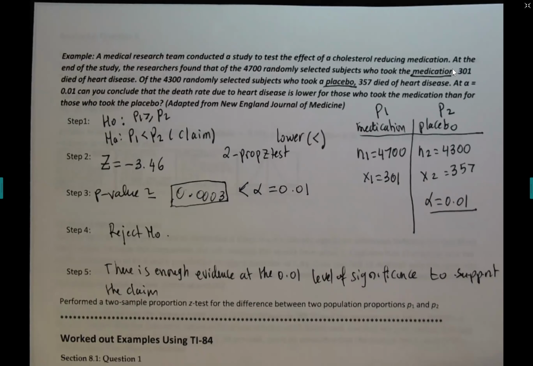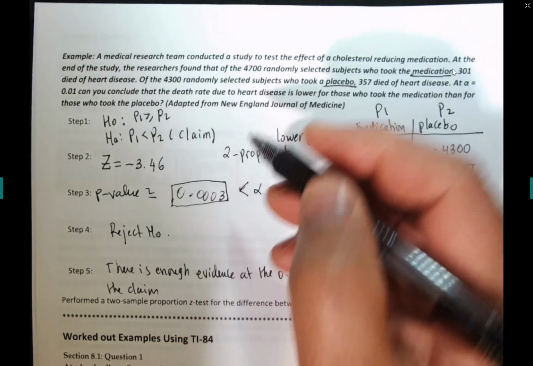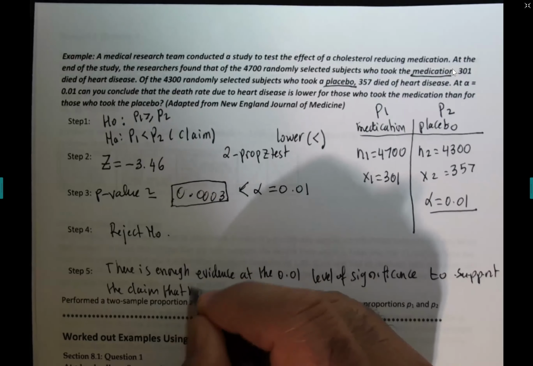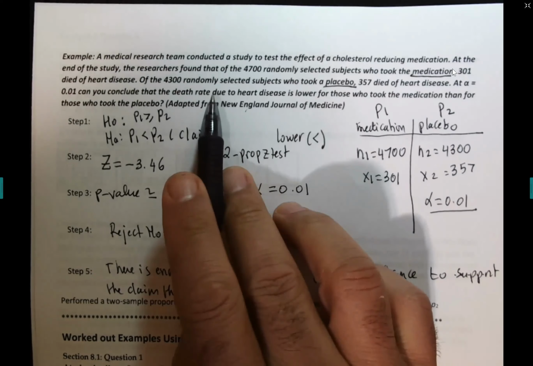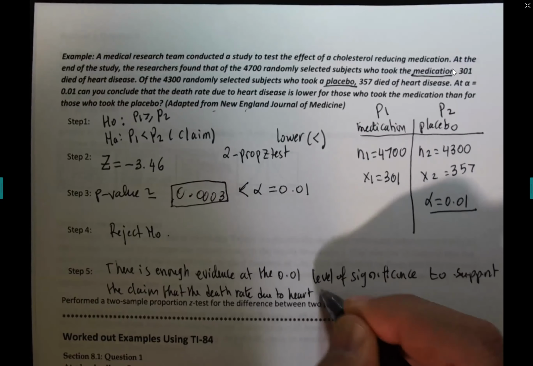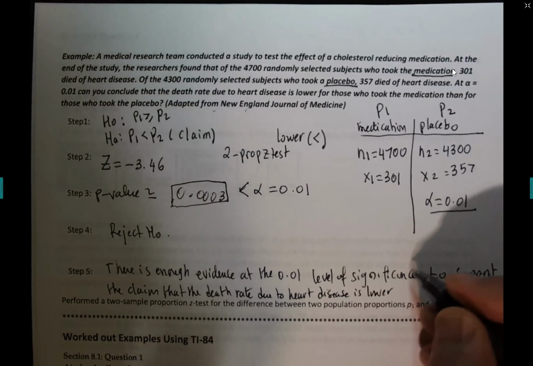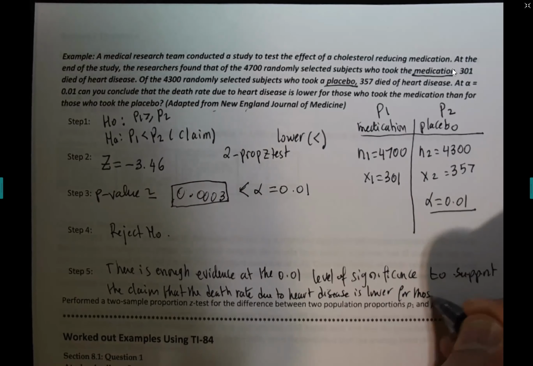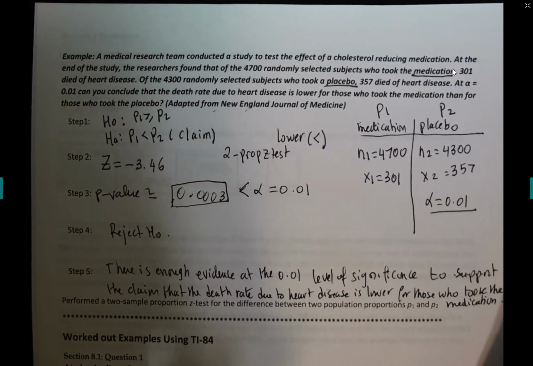There is enough evidence at the 0.01 level of significance to support the claim that the death rate due to heart disease is lower for those who took the medication than those who took the placebo.